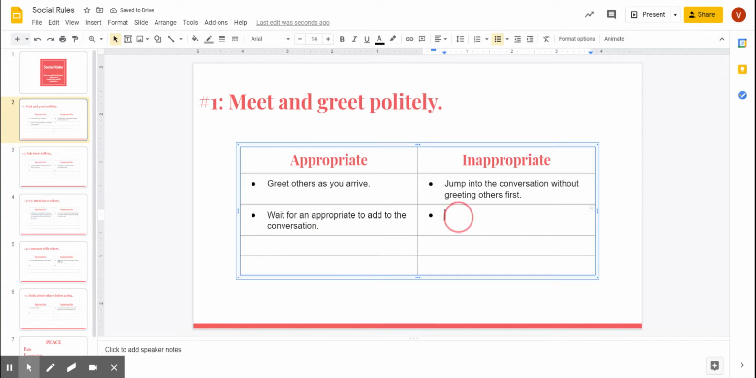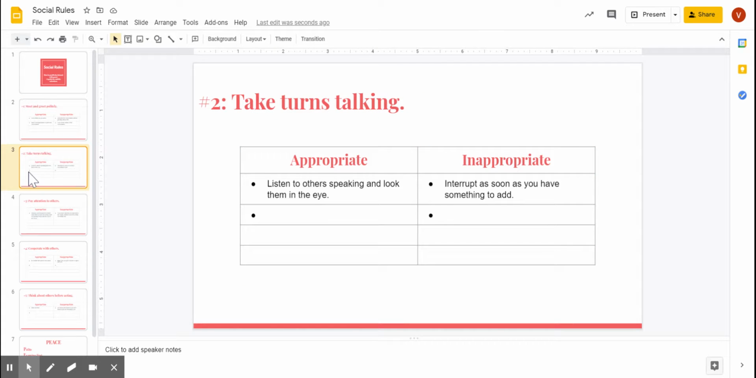All right. What about another inappropriate action? Yes, you don't want to leave in the middle of the conversation without acknowledging it. All right, let's move along.